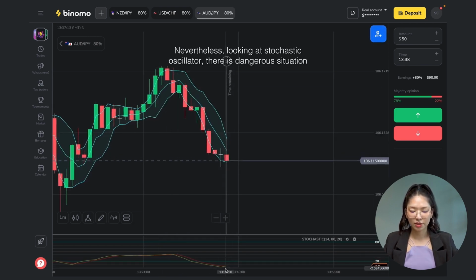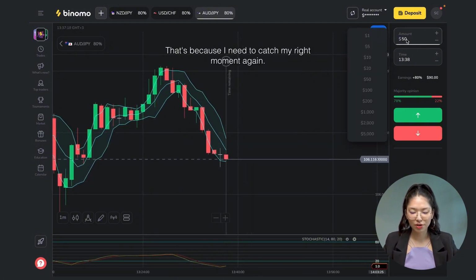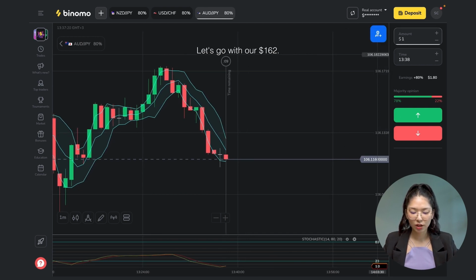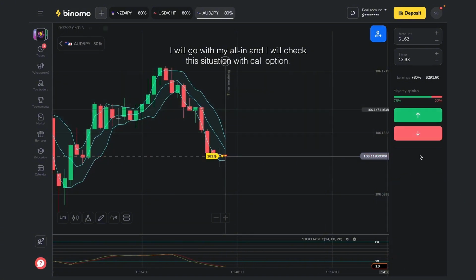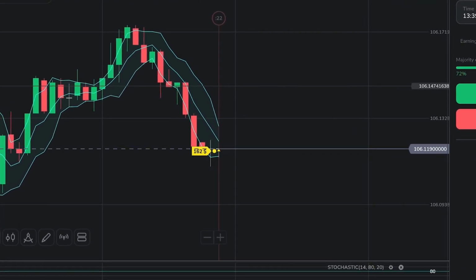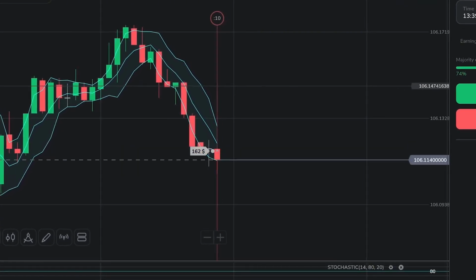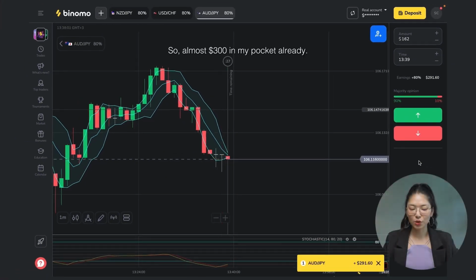Nevertheless, looking at the stochastic oscillator, there is a dangerous situation between two lines. There is an intersection. That's because I need to catch my right moment again. So let's go with our $162. And I will go with my all-in and I will check the situation with call option. So guys, almost $300 in the pocket already.